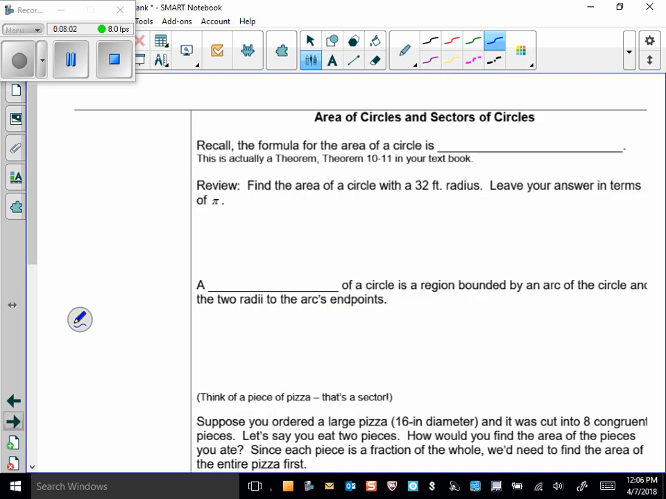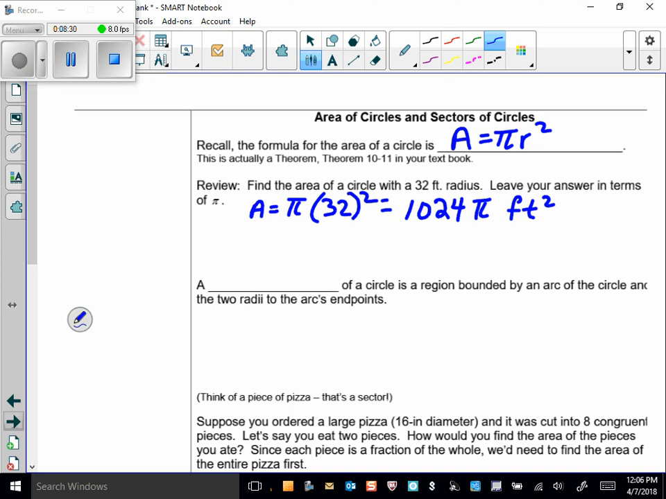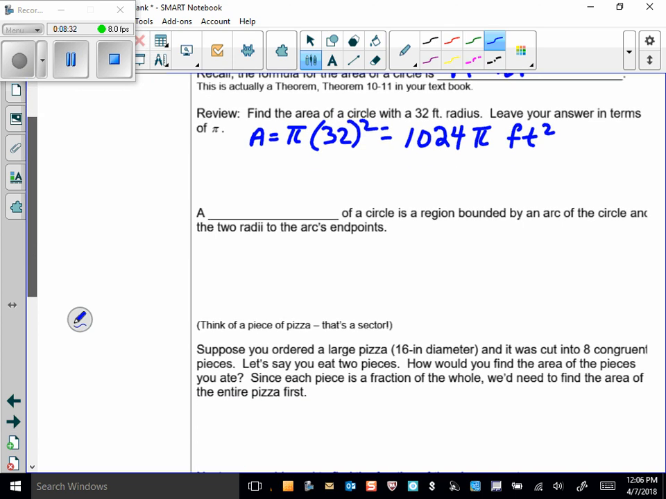Okay, areas of circles. We know that to find the area, we got to do pi r squared. Pi times the radius squared. Okay, so find the area of a circle with a 32-foot radius. Area is pi times r squared. So what's 32 squared? 1024. And what do we got? Feet. So square feet. So everybody knows how to find the area of a circle.